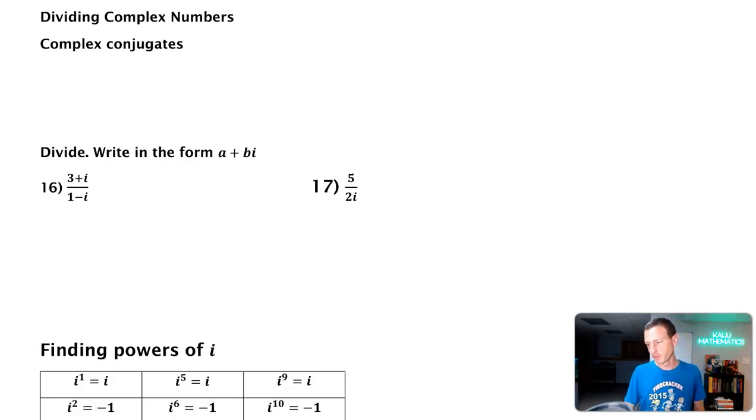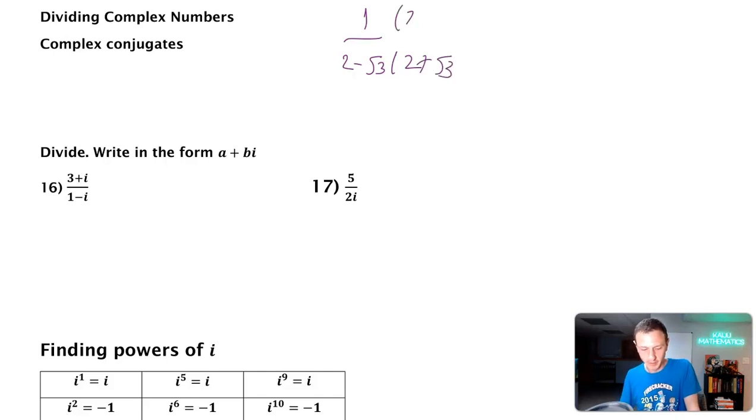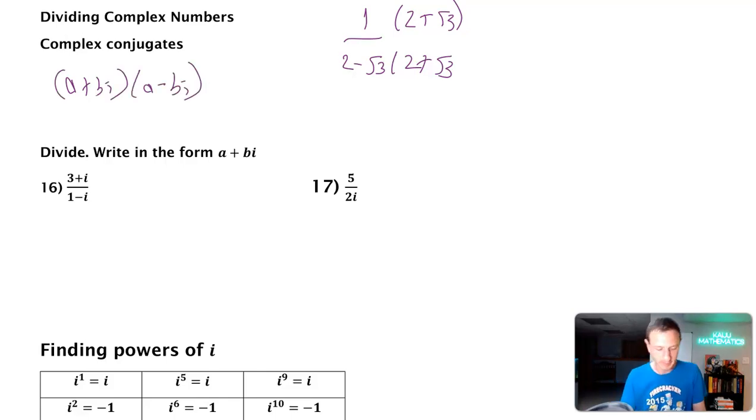Dividing complex numbers. When we're dividing complex numbers, we want to use the complex conjugate. So when we're rationalizing the denominator, we multiply by the conjugate. Just like if we had 1 over 2 minus the square root of 3, we'd multiply by 2 plus the square root of 3. You'd multiply by that conjugate. Same exact concept for the i's. If you had a plus bi, you would multiply by a minus bi. Or if it was a minus bi, you'd multiply by a plus bi.